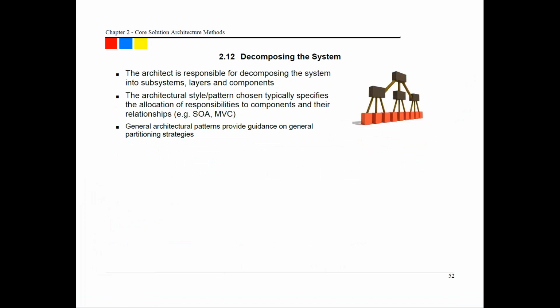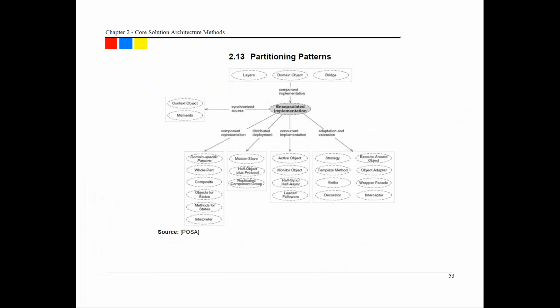The architectural style or pattern chosen typically specifies how we decompose responsibilities. There are a number of general architecture patterns that can give us guidance on general partitioning strategies, such as encapsulated implementation, master-slave, object plus protocol, and a whole bunch of others.